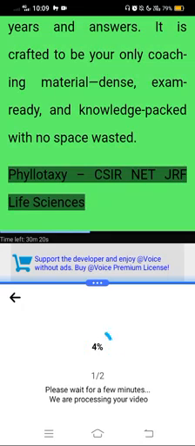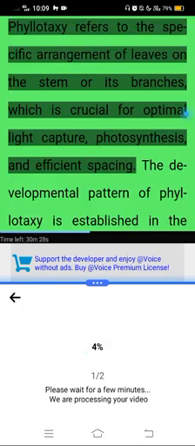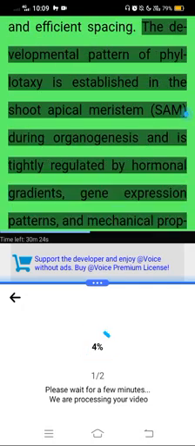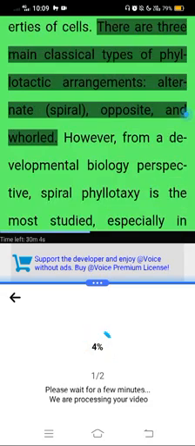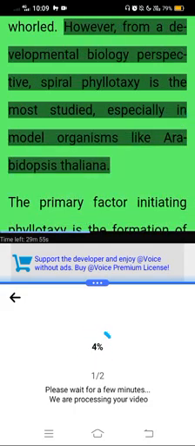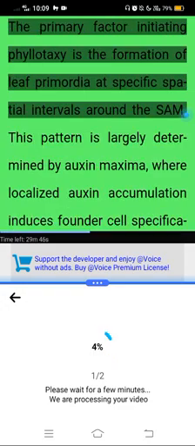Phyllotaxy, CSIR NET JRF Life Sciences. Phyllotaxy refers to the specific arrangement of leaves on the stem or its branches, which is crucial for optimal light capture, photosynthesis, and efficient spacing. The developmental pattern of phyllotaxy is established in the shoot apical meristem, SAM, during organogenesis and is tightly regulated by hormonal gradients, gene expression patterns, and mechanical properties of cells. There are 3 main classical types of phyllotactic arrangements: alternate or spiral, opposite, and whorled. However, from a developmental biology perspective, spiral phyllotaxy is the most studied, especially in model organisms like Arabidopsis thaliana.